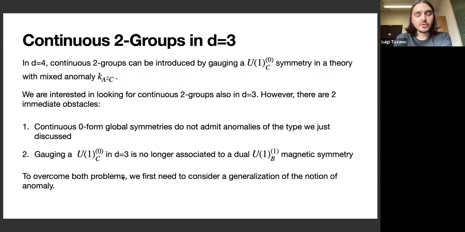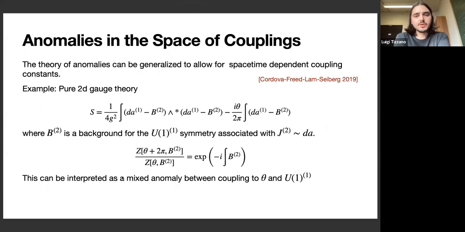However, to overcome both of these problems, there is a handle that is inside the theory of anomalies. And to find this handle, we have actually to consider a generalization of the notion of anomalies. So we are all used to the idea that a theory of anomalies can be described in terms of local functional of background fields for the global symmetry that are under consideration. However, more recently, it has been proposed that one should extend the theory of anomalies to allow also for space-time dependent couplings that appear in the theory.